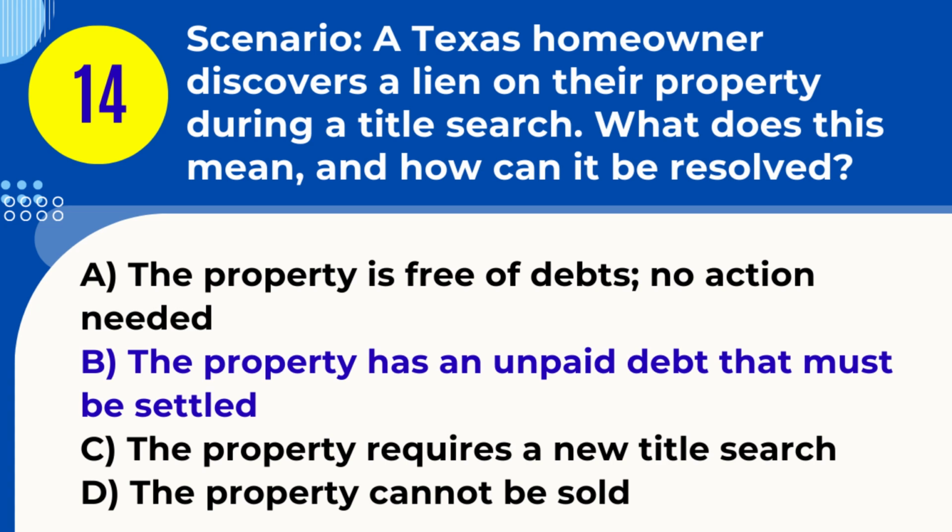Answer. B. The property has an unpaid debt that must be settled. Explanation. Discovering a lien on a property during a title search indicates there is an unpaid debt associated with the property. This debt must be paid off to clear the title before the property can be sold or refinanced.